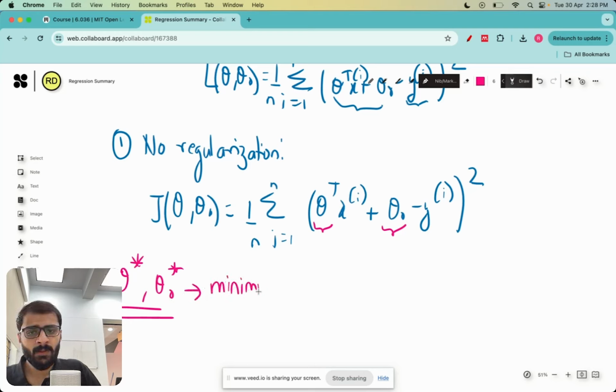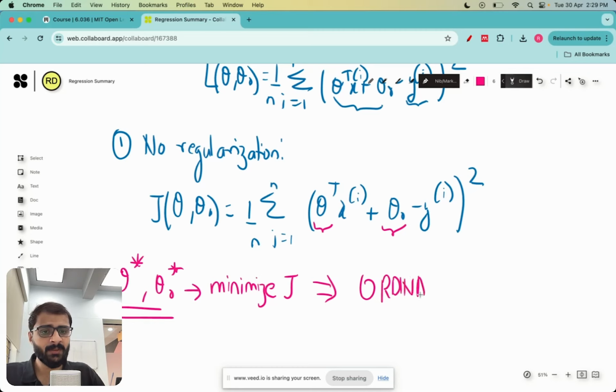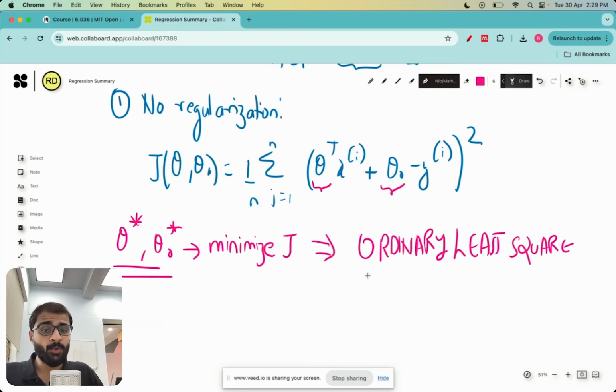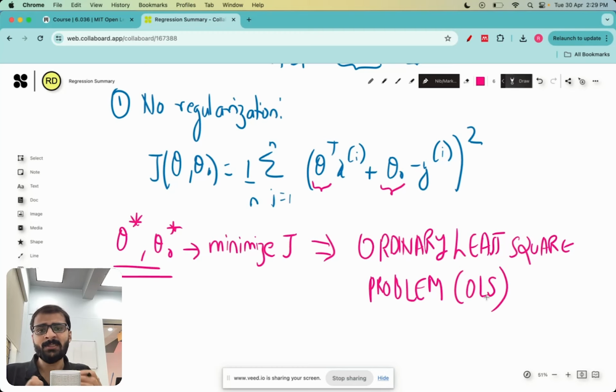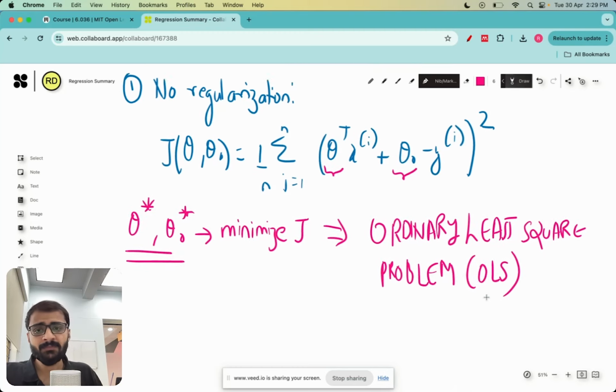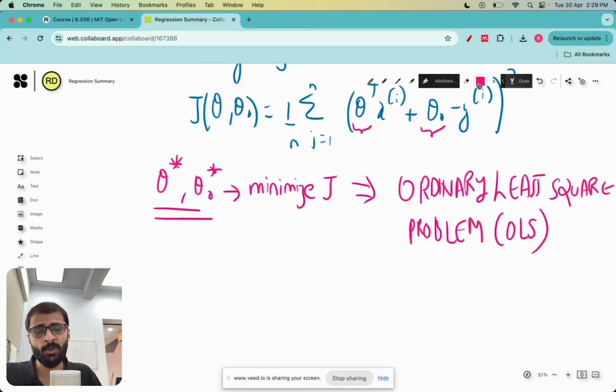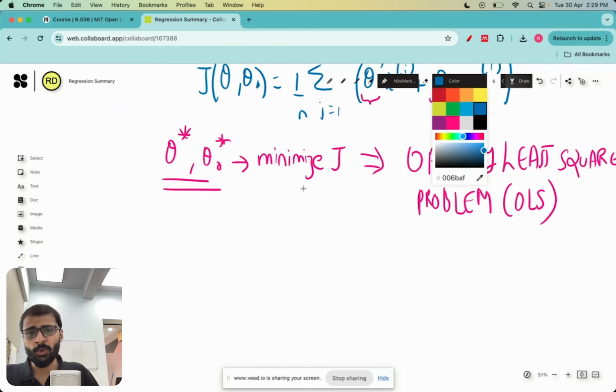Now it turns out that this particular problem of finding the minima of the squared loss in regression is also called the ordinary least square problem, also called OLS. And the beauty of this problem is that it has a closed form analytical solution, which is not true for many machine learning algorithms. And this is how the closed form solution looks like.